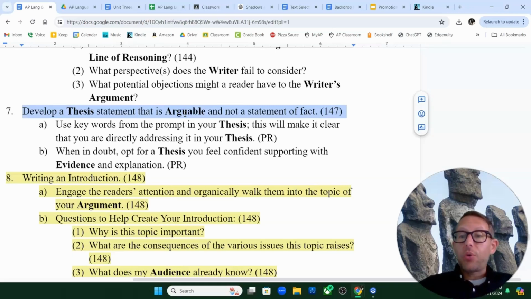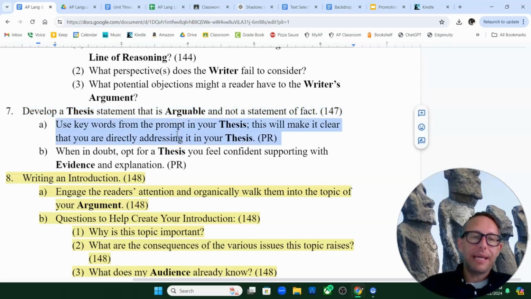And that means that it also can't be a statement of fact, in which case, why even defend it in the first place? It's a fact. We all agree with it. There's nothing to prove. So, yeah, again, you all know that stuff by this point in time. I'm beating a dead horse.